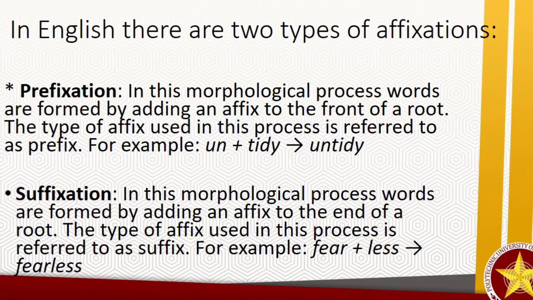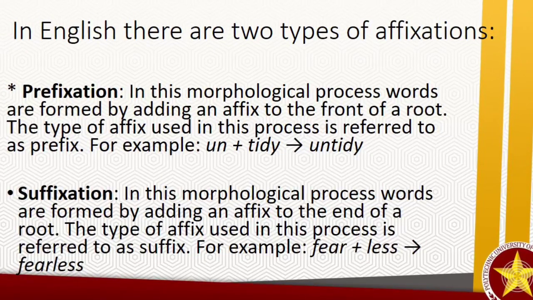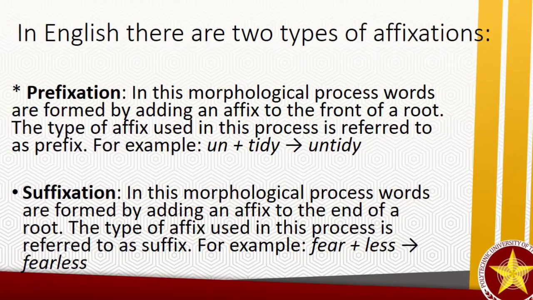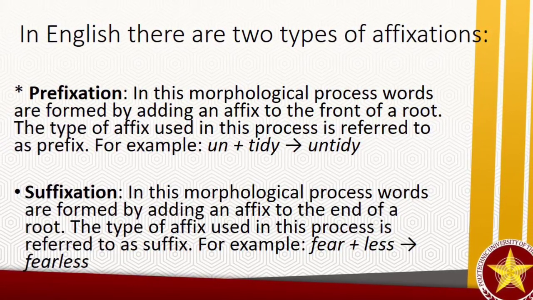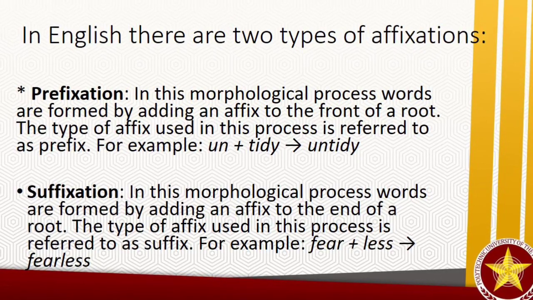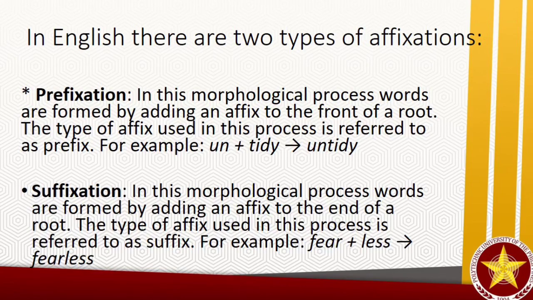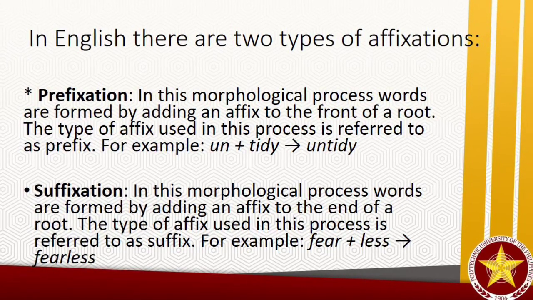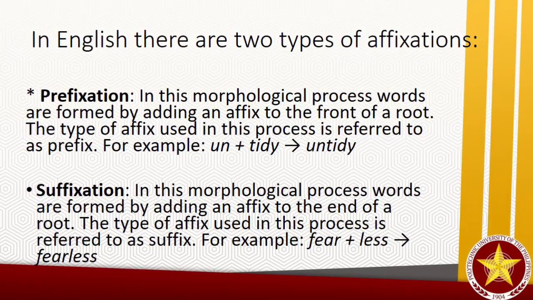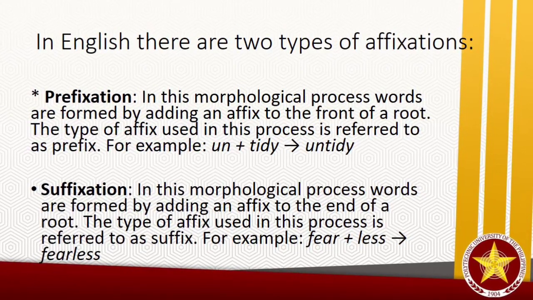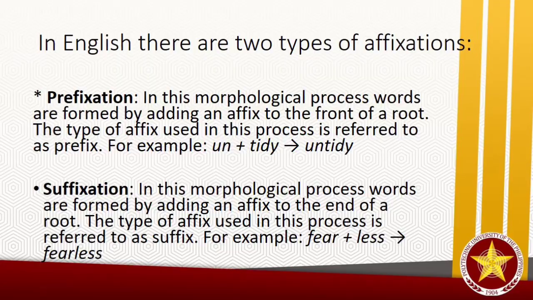Prefixation. In this morphological process, words are formed by adding an affix to the front of a root. The type of affix used in this process is referred to as prefix. For example, un plus tidy equals untidy. Suffixation. In this morphological process, words are formed by adding an affix to the end of a root. The type of affix used in this process is referred to as suffix. For example, fear plus less equals fearless.